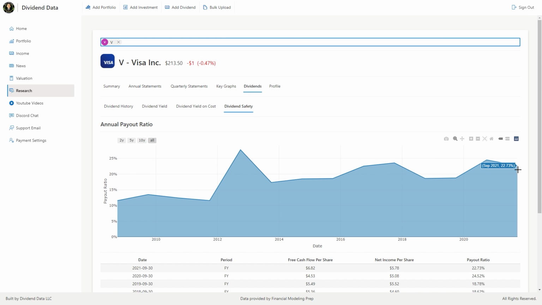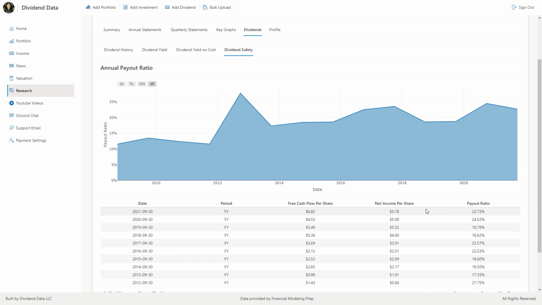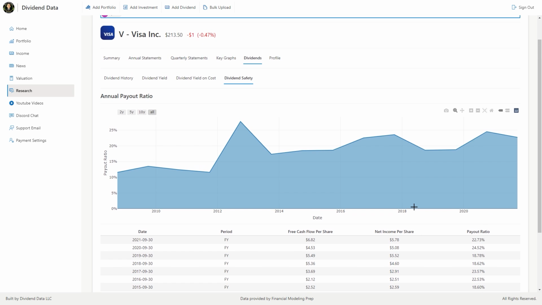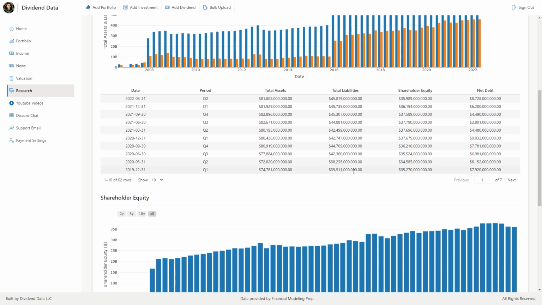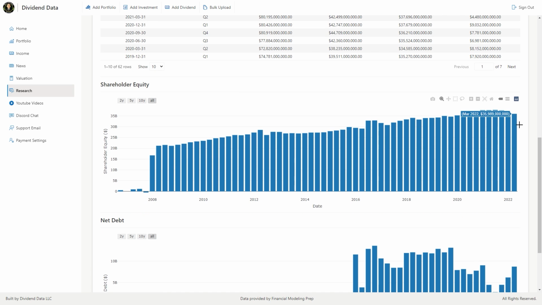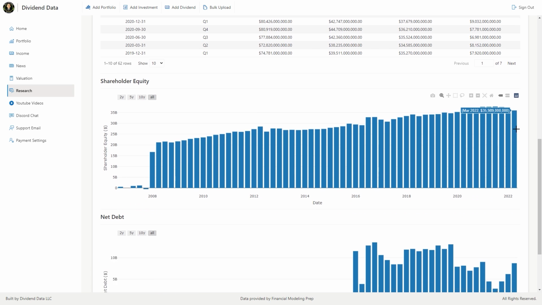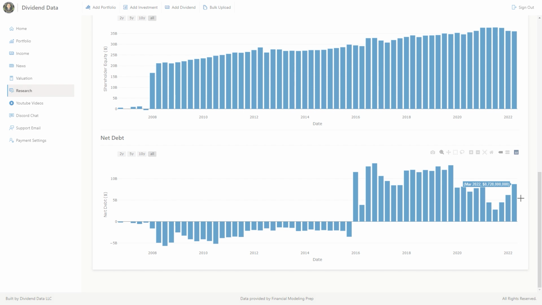The payout ratio is 22% and has hovered around this level over the last decade. As long as the growth continues, Visa will have massive dividend growth over the long term. The company has $35 billion in shareholder equity and $8 billion in net debt. This is extremely well covered by Visa's earnings.